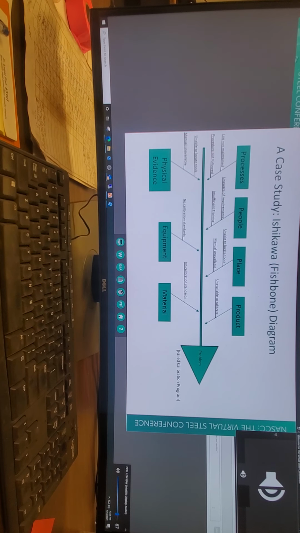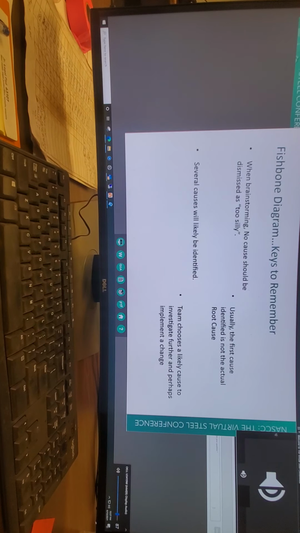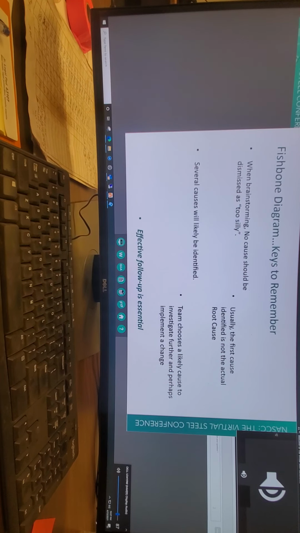So a few things to remember when you're brainstorming. There really is no idea that should be dismissed as being too silly. The process is going to identify several causes. Usually the first cause identified is not going to be the actual root cause. And the team chooses which of these causes to investigate further and then implement a change. And the recurring thing we're already seeing today is effective follow-up is essential.